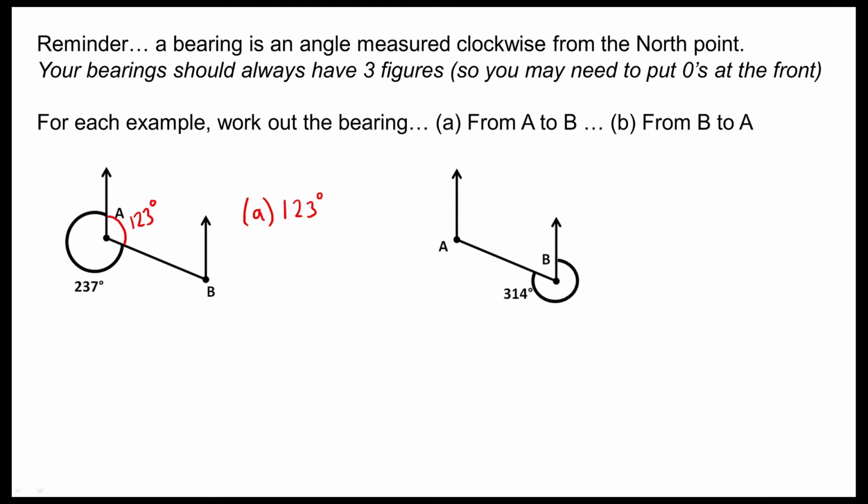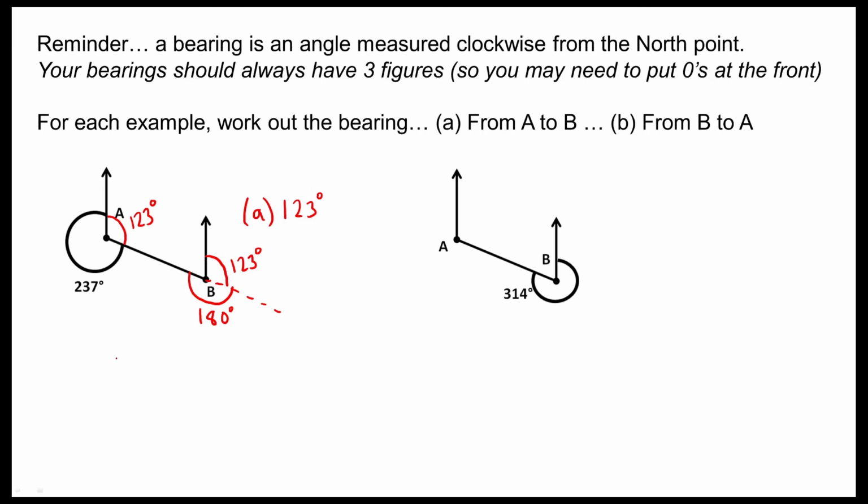This time, to work out the bearing from B to A, I'm simply going to extend the line between A and B out and use the fact that corresponding angles are equal to say that this angle here is also going to be 123 degrees. Because the dotted line is simply an extension of AB, I know that this part underneath must be 180 degrees, and I can therefore use that to work out the bearing from B to A.